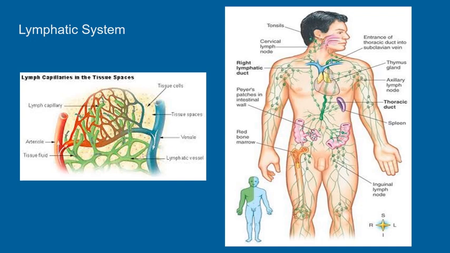You'll see on the green side that there's another smaller duct called the right lymphatic duct, and that's responsible for draining the right arm, chest, and right face. Similarly, it drains into the right subclavian vein to return that fluid back into the general circulation. You'll see that there are some other organs as well: spleen, the thymus gland, tonsils, the red bone marrow, Peyer's patch, and lymph nodes, and we'll talk about those a little bit more in the upcoming slides.